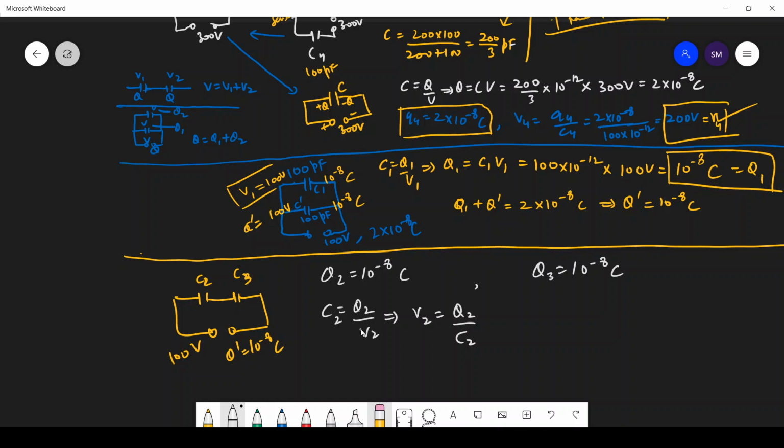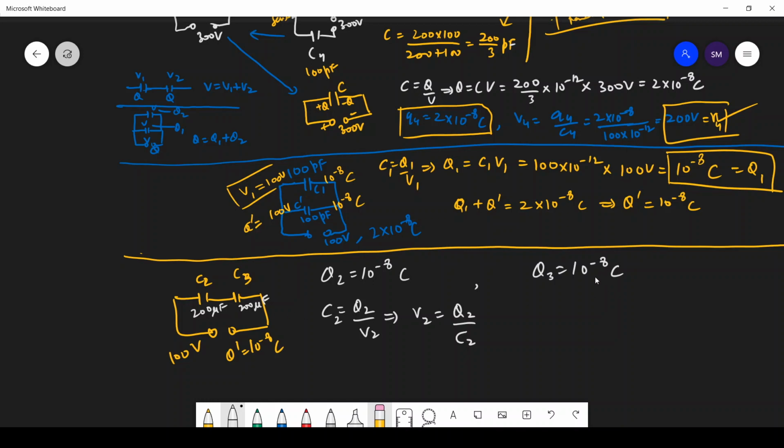C is equal to Q by V. See, both are the same, 200 microfarad and 200 microfarad, and the charge will be the same. So this voltage will actually be equally divided, 50 volt, 50 volt. You can directly write it also, because the capacitance is the same, so the voltage will be divided equally.